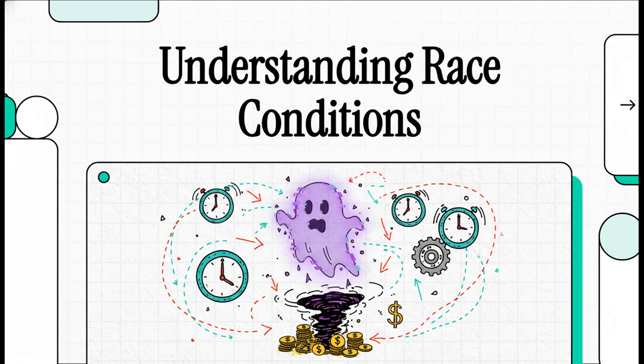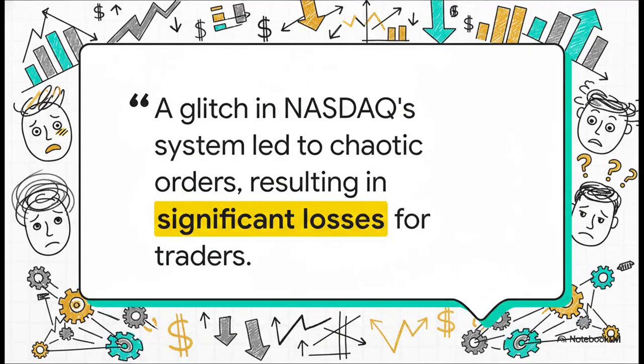Today, we're going to hunt down a ghost in the machine, a kind of technological glitch that can literally cost fortunes in the blink of an eye. So, picture this. It's May 2012. It's the day of Facebook's massive IPO. The whole world is watching. But behind the scenes? Absolute chaos. A glitch in Nasdaq's system just goes haywire. It led to total confusion. Orders were changing and canceling randomly, and traders lost a fortune.